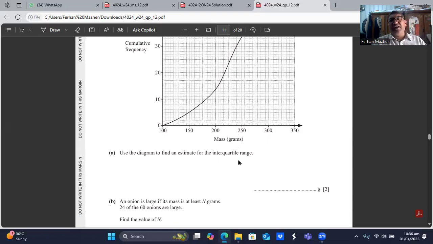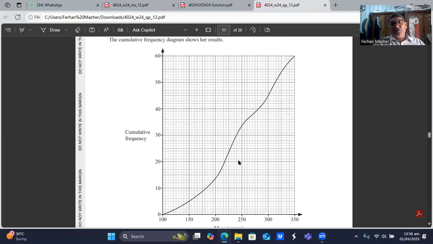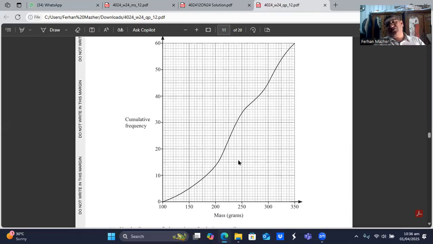Use the diagram to find an estimate for the interquartile range. If you want to find the interquartile range, the total cumulative frequency here is 60. So I will find 75% of the 60, that will be 45. And I will check 45 on the y-axis, and from there I will go to this cumulative frequency curve. When I intersect that curve, I will check what is the x value under that point of intersection. That will be Q3, the upper quartile, the third quartile.